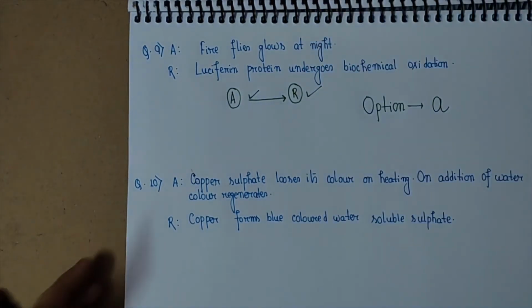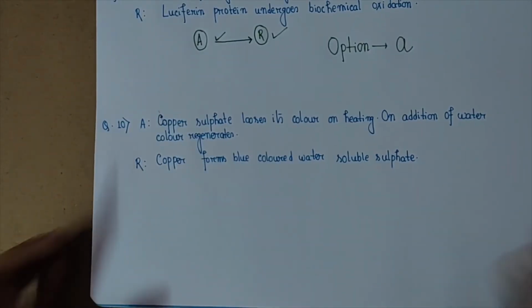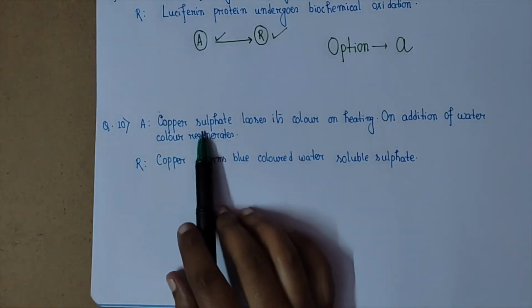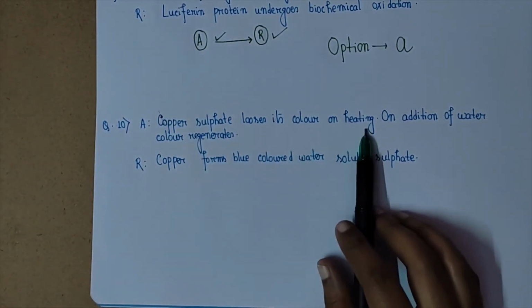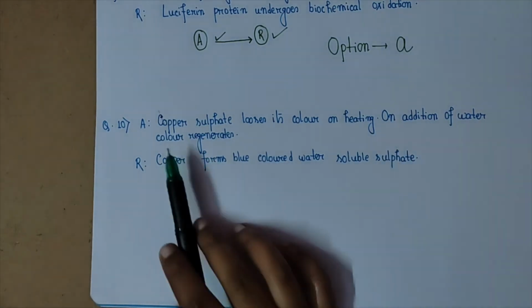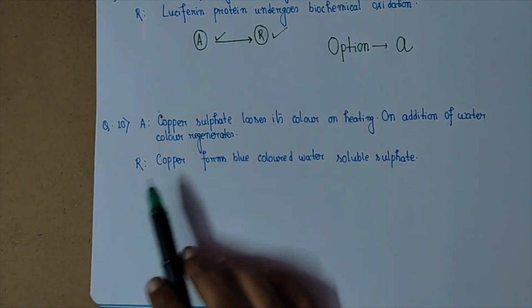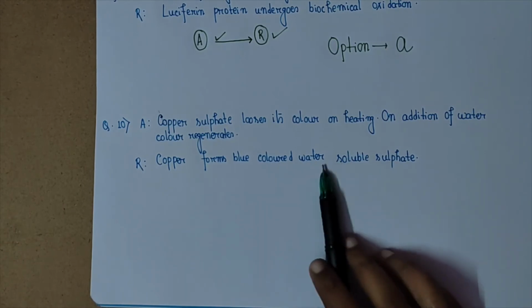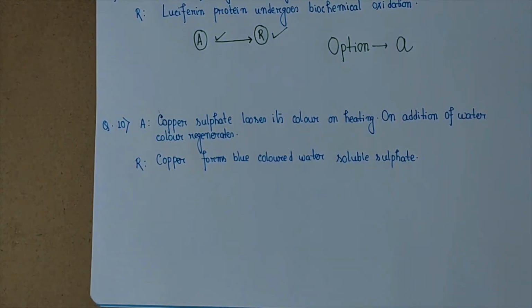Now move to the next question. Assertion: copper sulfate loses its color on heating. On addition of water, color regenerates. Reason: copper forms blue colored water soluble sulfate.